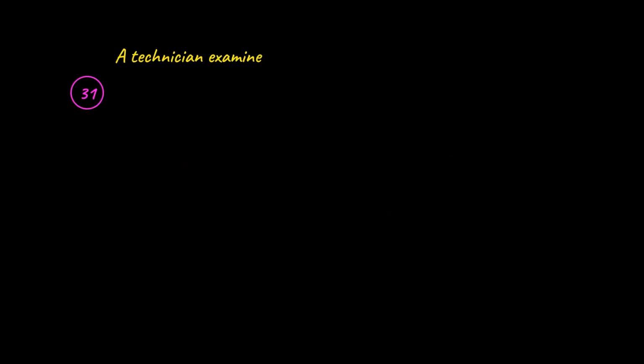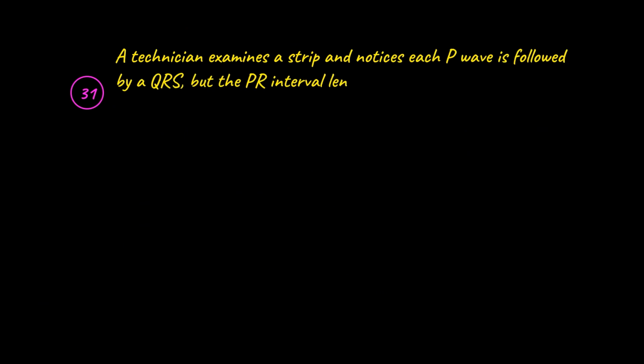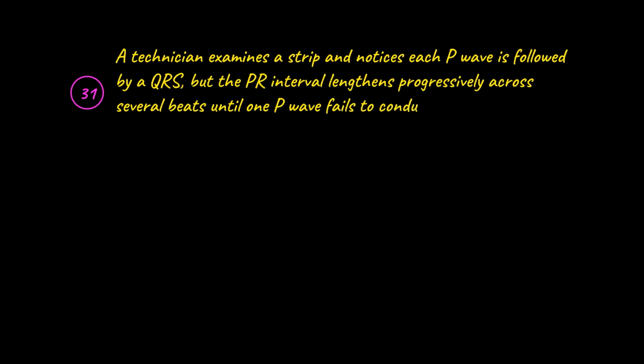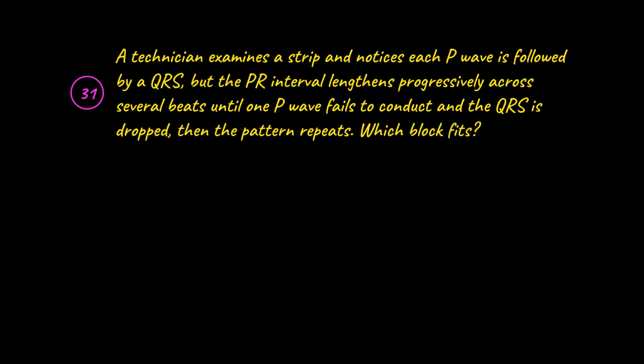Question 31. A technician examines a strip and notices each P wave is followed by a QRS, but the PR interval lengthens progressively across several beats until one P wave fails to conduct and the QRS is dropped. Then the pattern repeats. Which block fits?